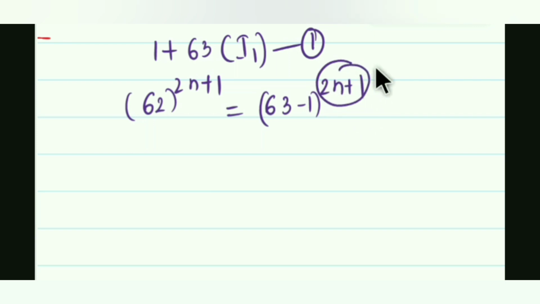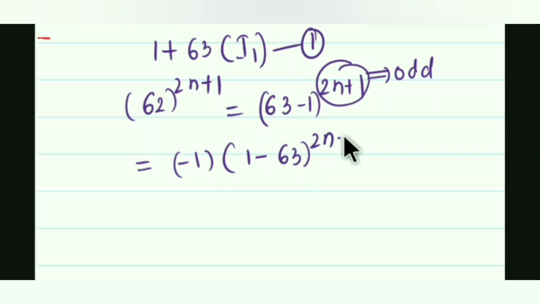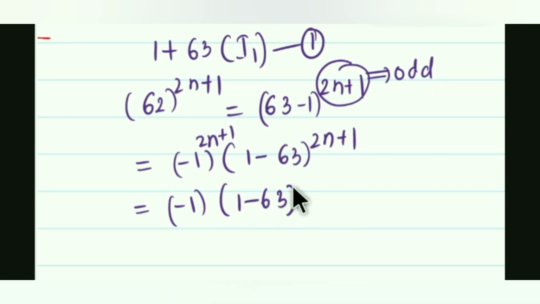Since this number is odd, when you take the negative as common, it will be like this. Taking minus 1 common, it will be written as 1 minus 63 to the power 2n plus 1. This will also get 2n plus 1 as a power. You can write this as minus only, because of the odd number it will be negative: 1 minus 63 to the power 2n plus 1.